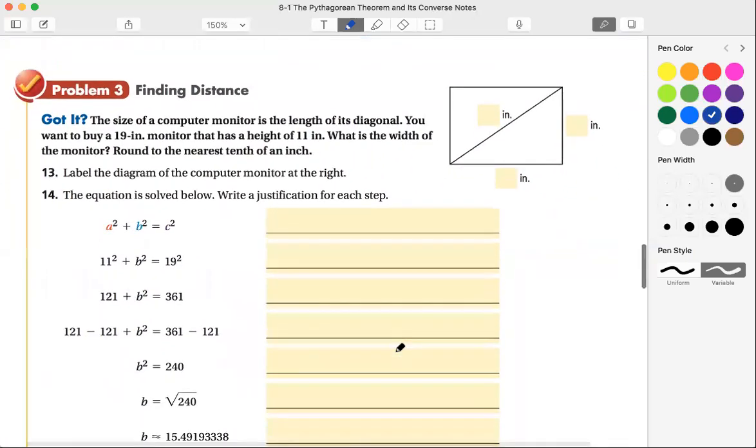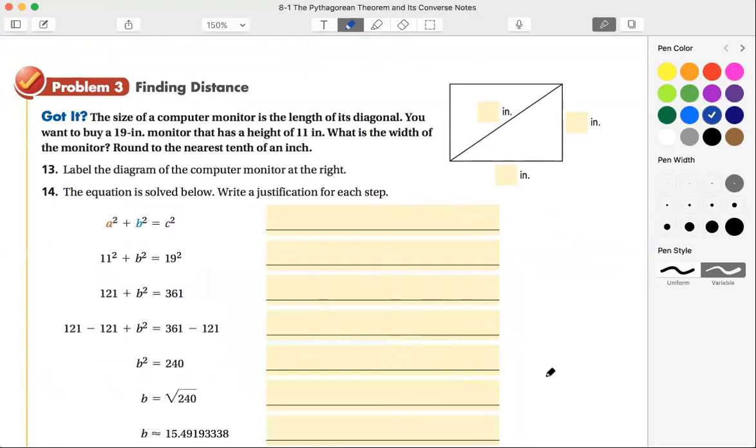All right, so let's see if we can use the Pythagorean theorem to find the length of the diagonal of this computer screen. The size of a computer screen is the length of its diagonal. If I want to buy a 19-inch monitor and it has a height of 11, what should the width be? So we know that this is 19. We know that the height is 11. We don't know what the width should be. Okay, so we're going to set that up by using the Pythagorean theorem.